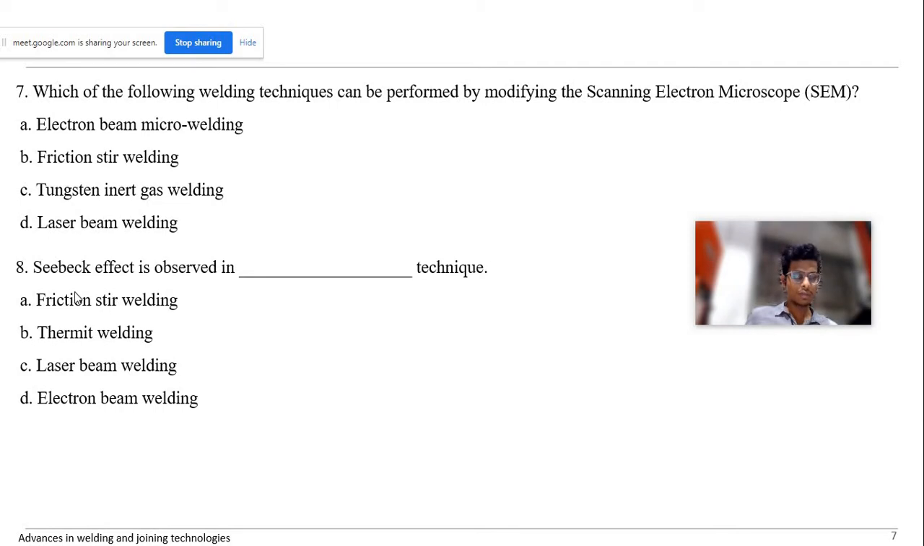First of all, the Seebeck phenomenon is when there is a temperature difference between two dissimilar electrical conductors, and because of the temperature difference, a potential difference is created. That is the Seebeck effect. So 8D is the answer. This is directly from the basics of electronics.